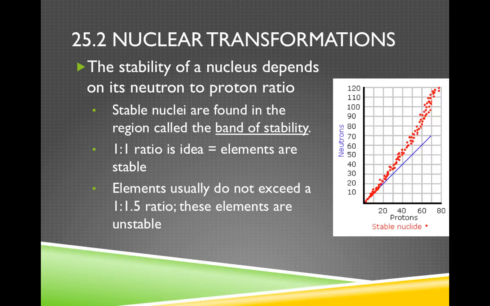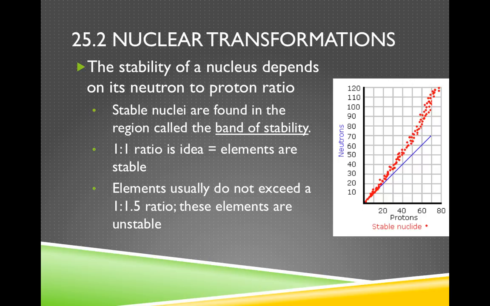Which means the farther you get down the periodic table, the farther away it is from that 1-to-1 ratio, or in other words, the more neutrons versus protons an atom is going to have. In order to become a stable nucleus, you are found in the region called the band of stability, which is this line I was just telling you about. This blue line is called the band of stability. This 1-to-1 ratio is ideal. This makes the elements stable. Elements usually do not exceed a 1 to 1.5 ratio.